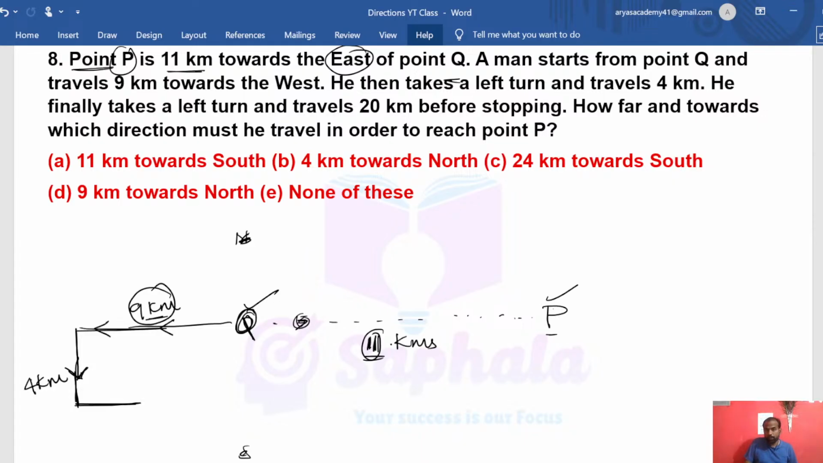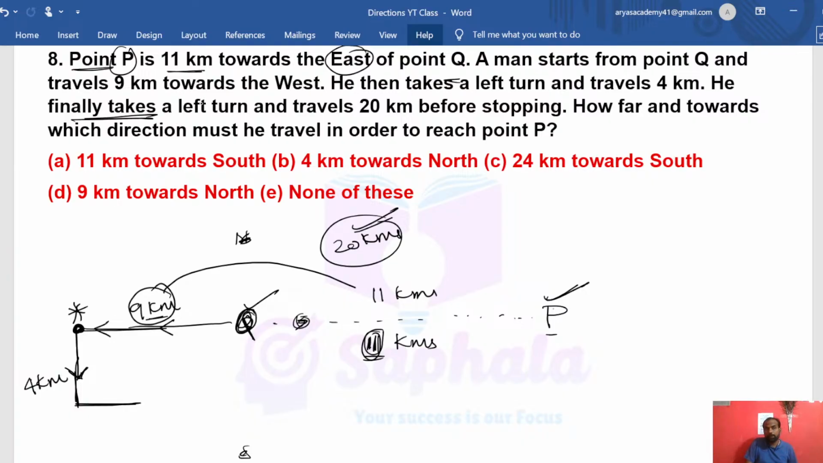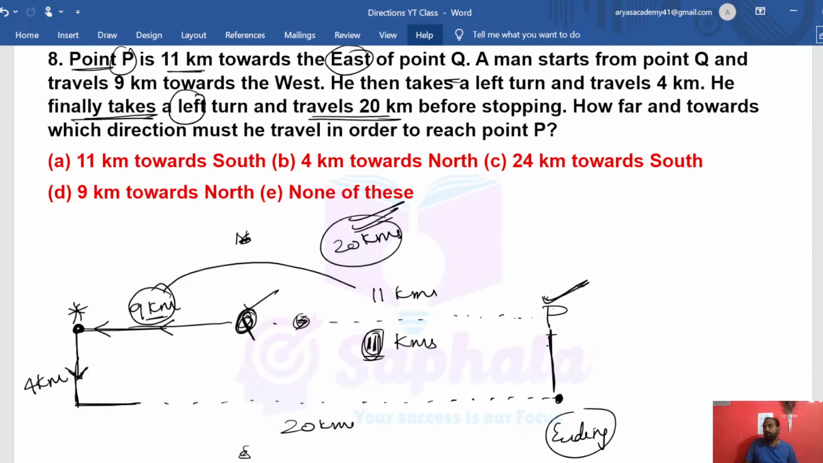See, the distance between Q and P is 11 kilometers, and the distance between this point and Q is 9. So if you add 9 and 11, the total distance between this point and P, which is an unknown point, is 20. If you look at the last sentence, he finally takes a left turn and travels 20. That means the distance traveled after turning left is also 20. They are equal, so this is the ending point. He stopped here, and this point and P will be exactly in a straight line.